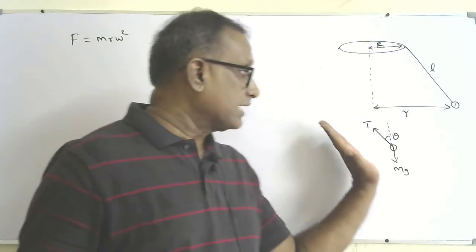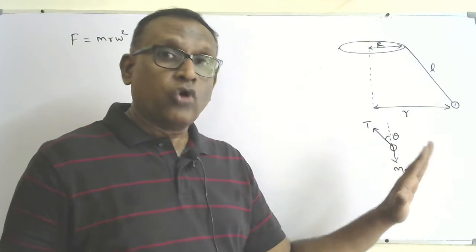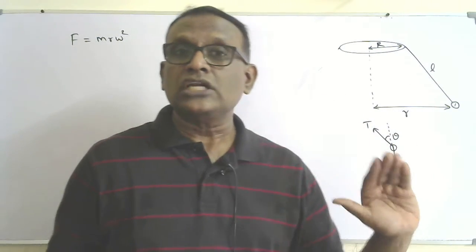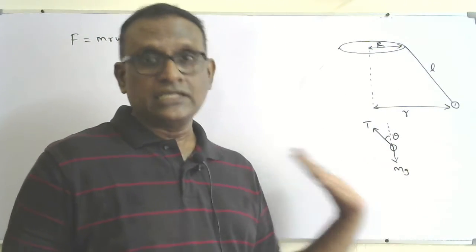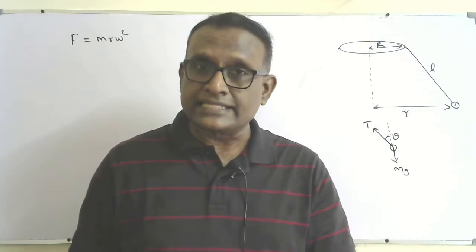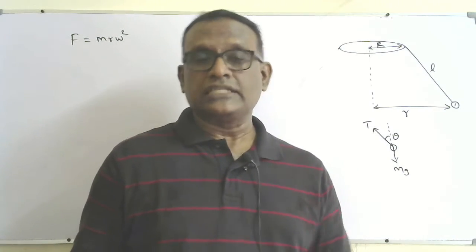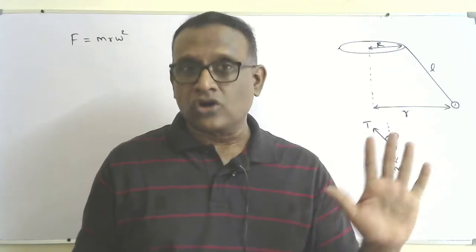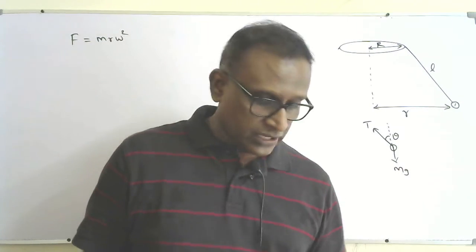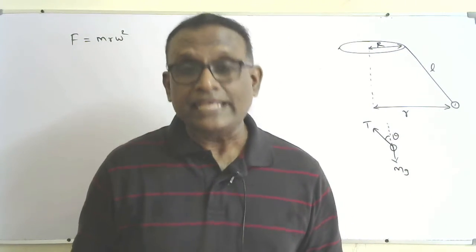You can say when the string becomes vertical, there won't be any horizontal component of tension. Therefore, there won't be any centripetal force. Therefore, there can't be a circular motion. So student A is wrong. Perfectly, we can say he is wrong. We need to analyze student B's statement.